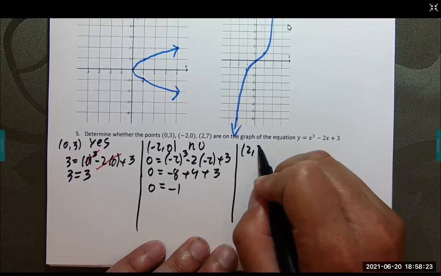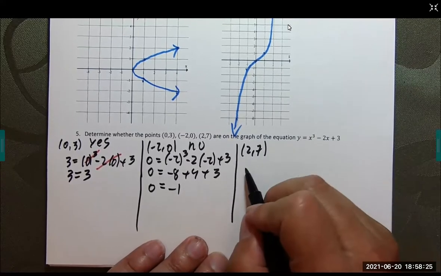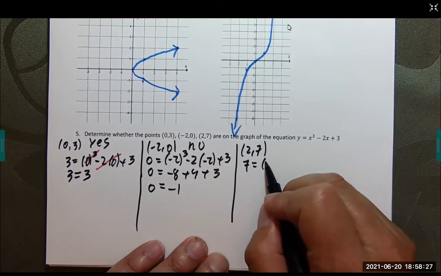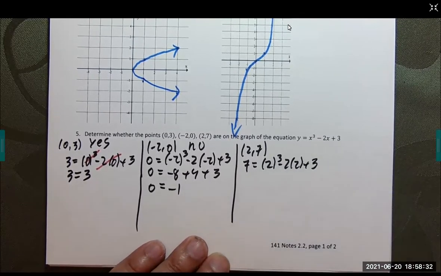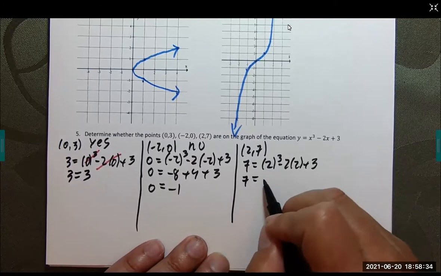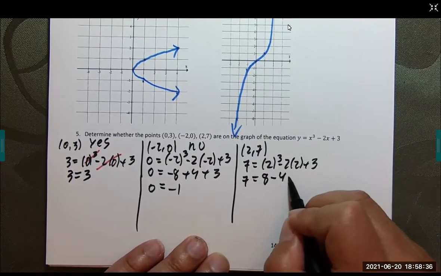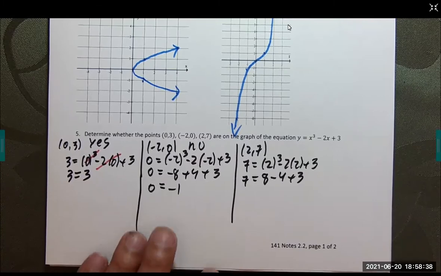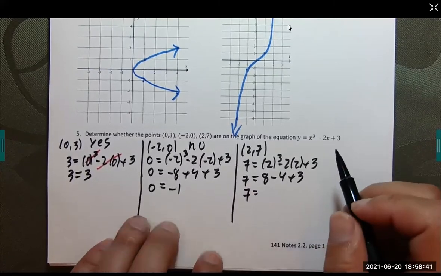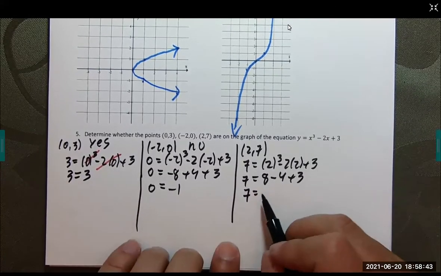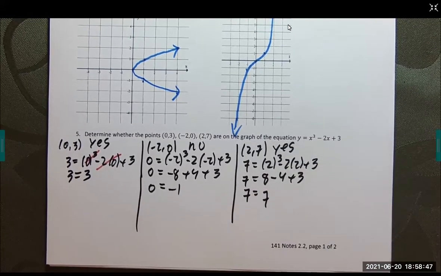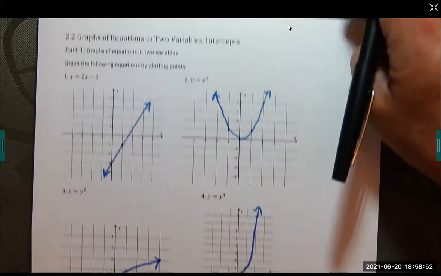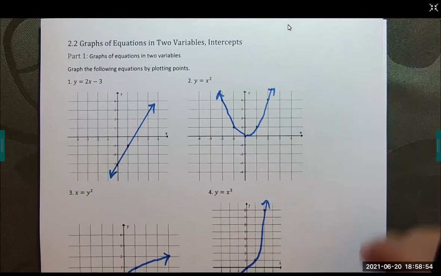Let's do 2, 7. So 7 equals 2 to the third minus 2 times 2 plus 3. 8 minus 4 plus 3. 7 equals, let's see, that is 4 plus 3 is 7. Yay, this one is yes. So 2 of the points are, that one is not. Cool. Moving on.